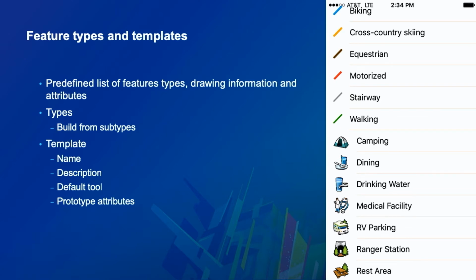Feature types and templates. These are an extension, if you like, of subtypes, the Geodatabase concept, where it allows you to split your feature class into various types. And for each type, you can actually associate a template. And a template is what we use inside the editor to present friendly names for the type, a default symbol, a default editing tool. All of that gets populated for you. And so you can generate a UI simply by reading these feature templates.